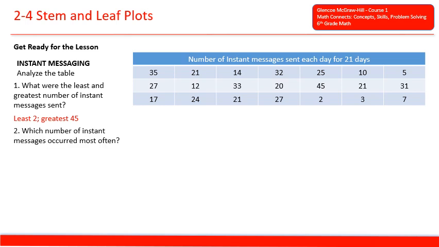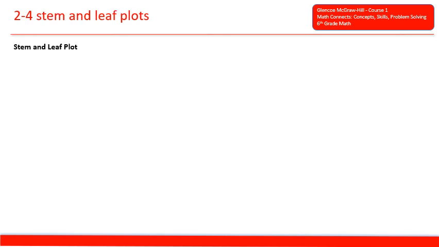Which number of instant messages occurred most often? To me, this is a little bit harder to determine. If we scan, we'll see that 21 happened multiple times. I see 3. So we're going to talk about how we can organize the data so it's easier to find things, and a stem and leaf plot can help us do that.